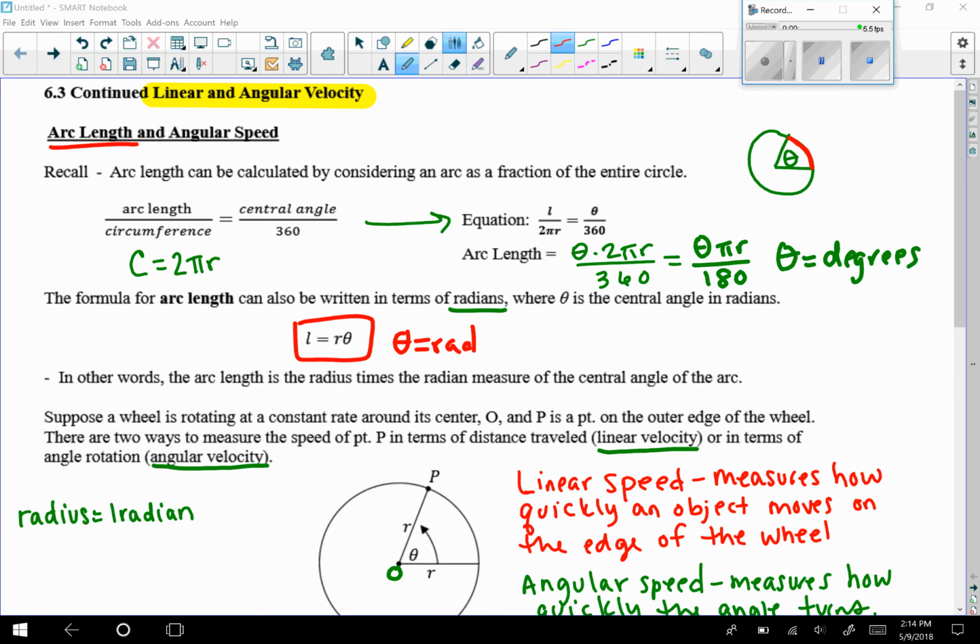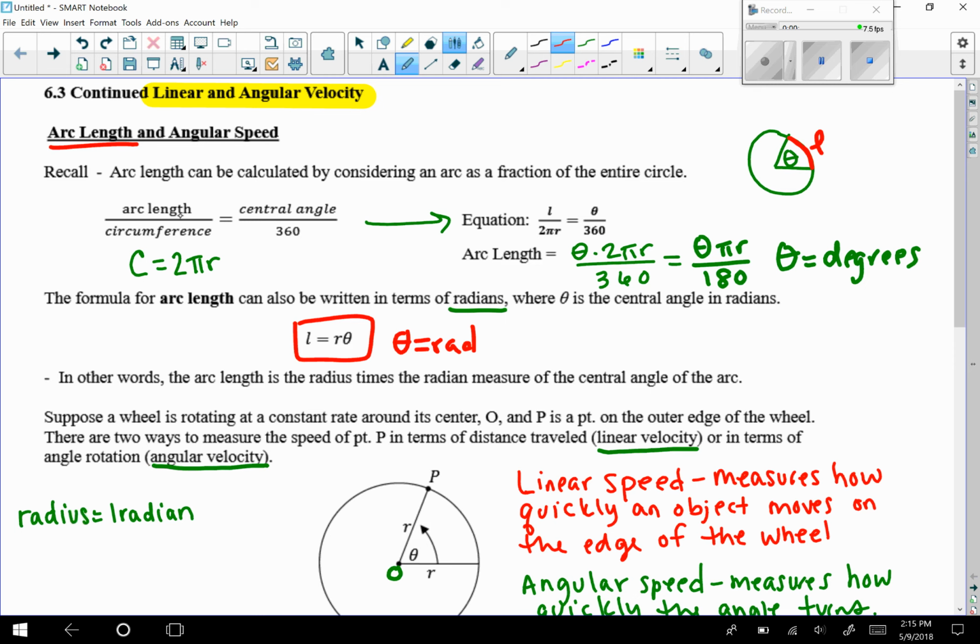So today we're going to talk about linear and angular velocity, but before we do that, we want to talk about arc length because we're going to be using that in the problems. So recall that the arc length can be calculated by considering an arc as a fraction of the entire circle. So here's the entire circle all the way around, and this is our arc length in red, which we're going to label as L for arc length.